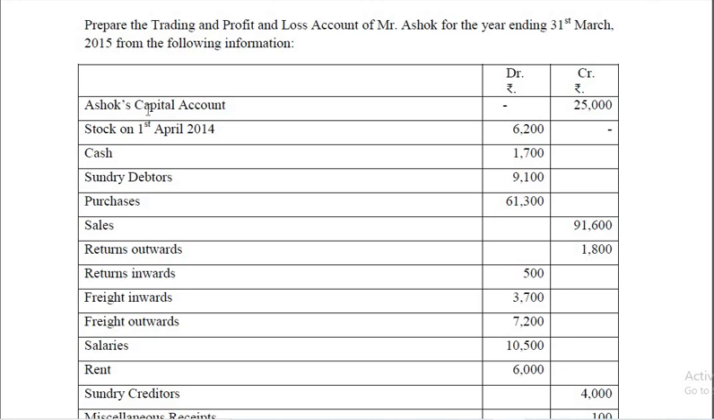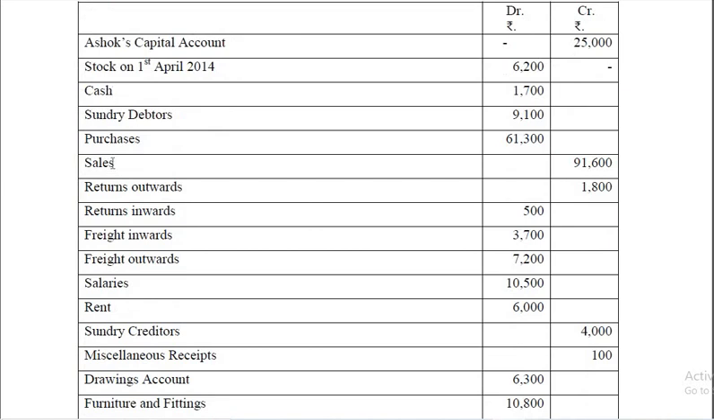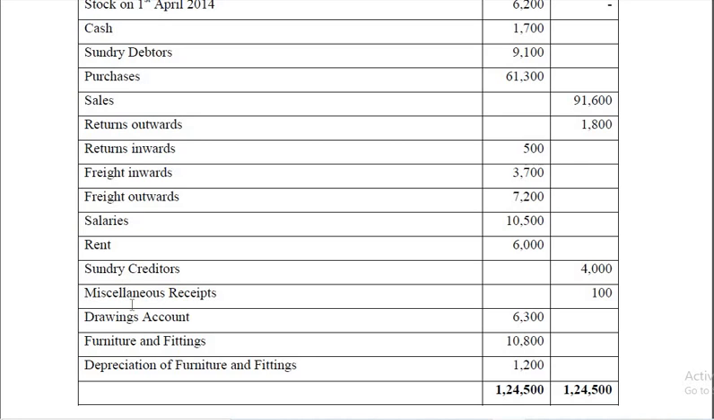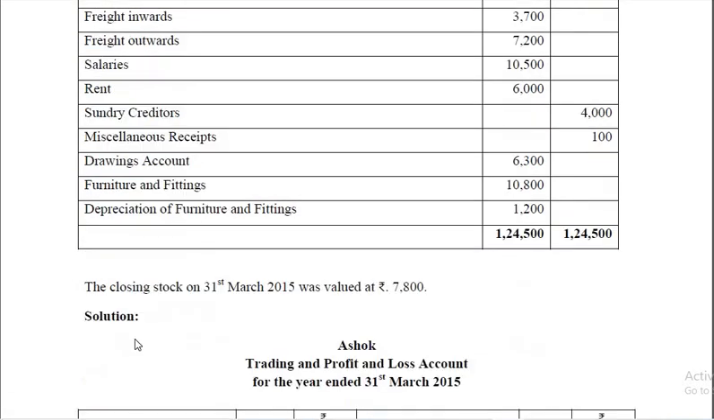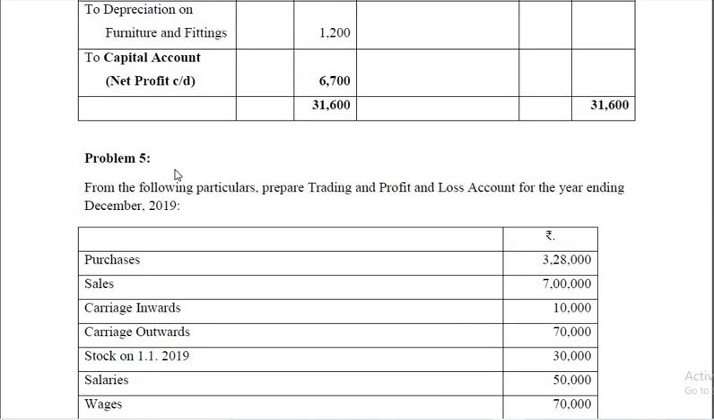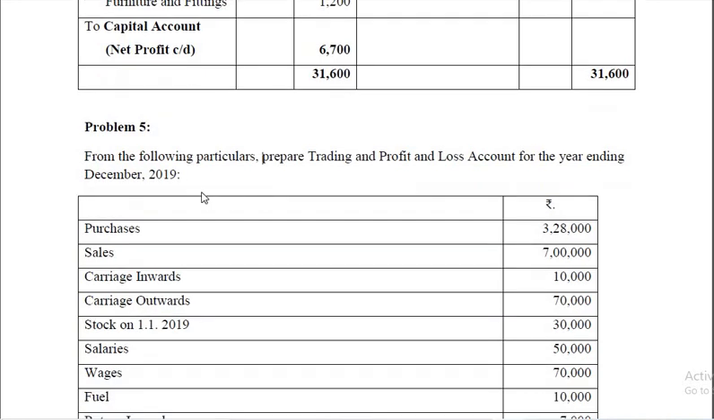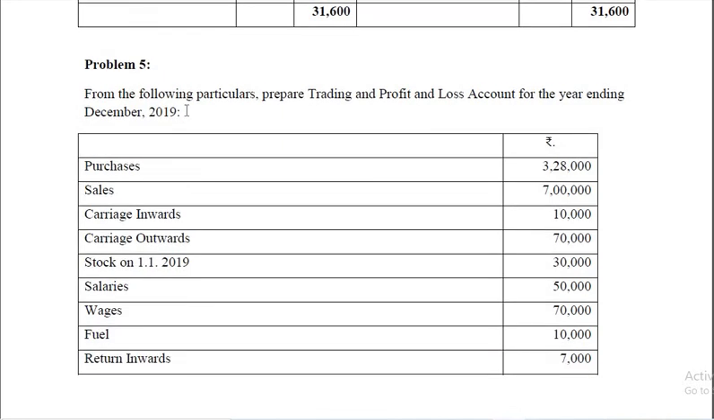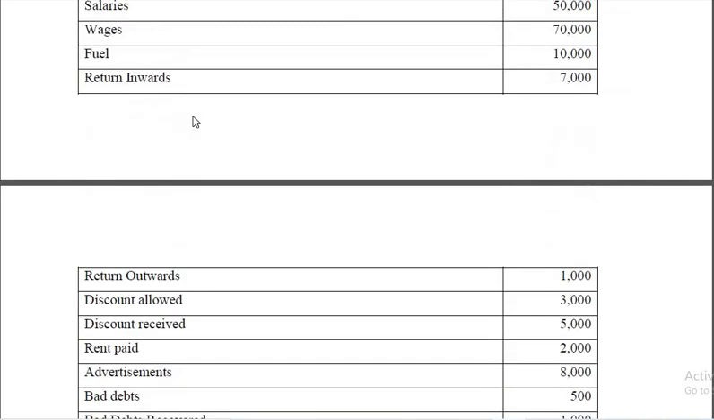This will come to the balance sheet: capital account, then sundry debtors, cash, then sundry creditors, drawings, furniture and fittings. Okay, yes. Now come to the next problem. From the following particulars, prepare trading and profit and loss account for the year ending December 2019. Here it is the calendar year, not the financial year.